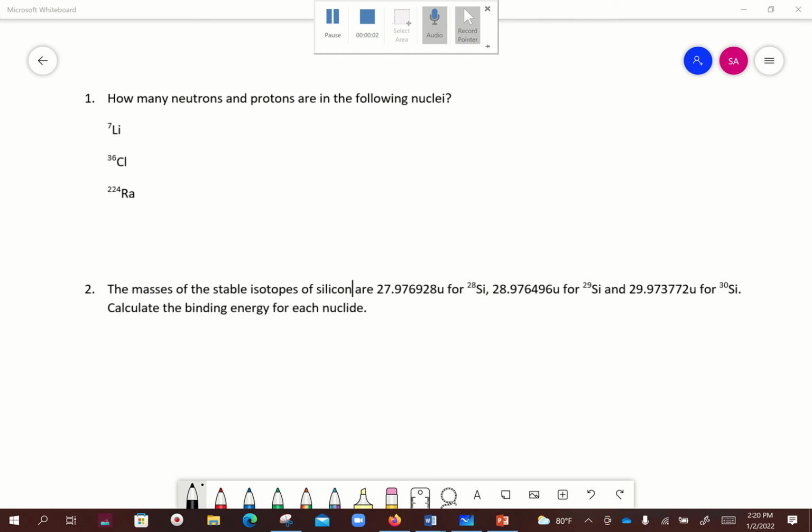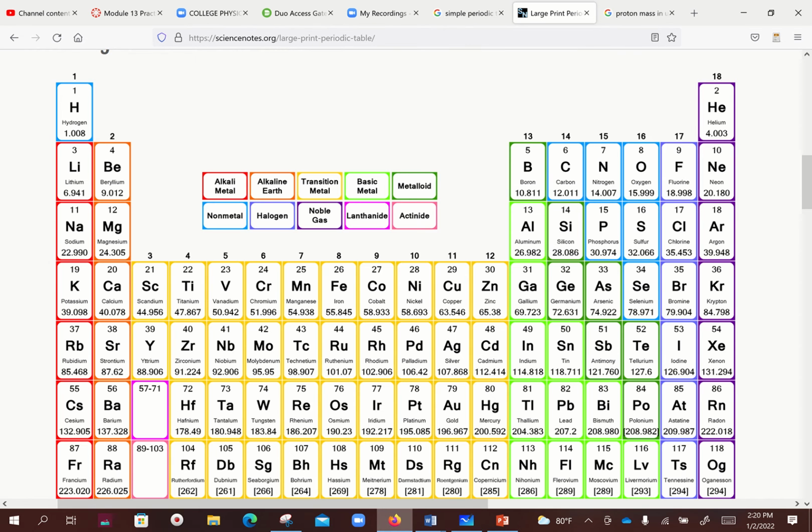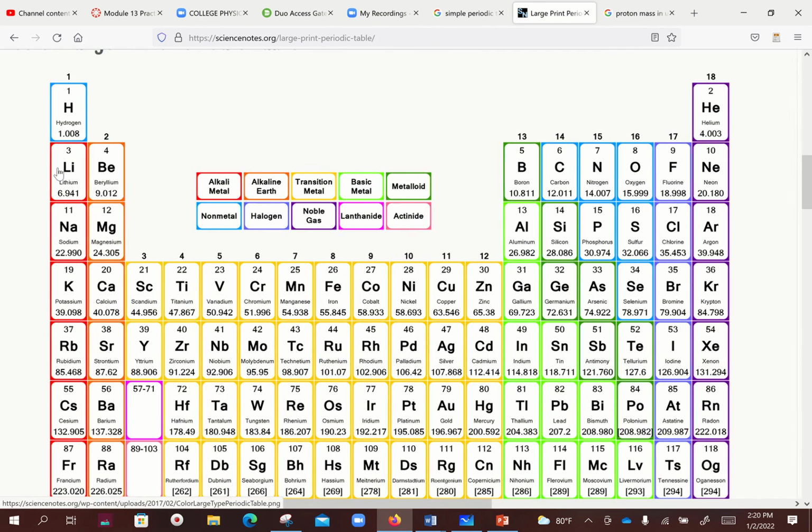Okay, so let's start off by looking at some nuclei. First of all, I've got lithium-7. I want to know how many neutrons and how many protons it has. So what I need to do is look at the periodic table. So let me go over to the periodic table, and you can see lithium has an atomic number of 3, so that's the number of protons that it has.